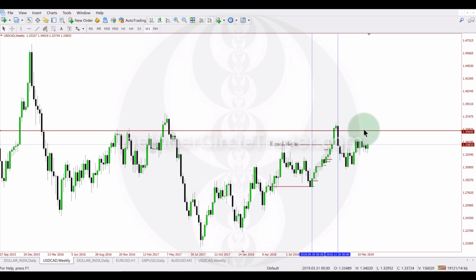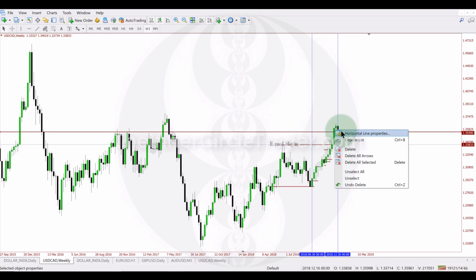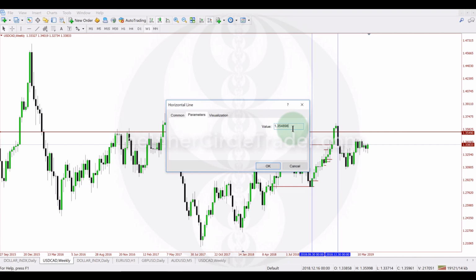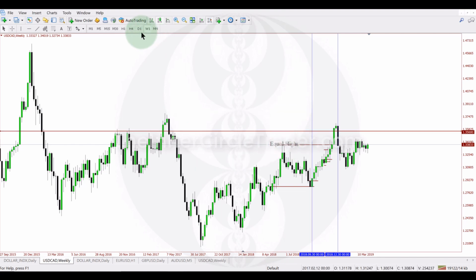looking for 135.60, 135.65 in that area. Specifically, the candle's low is 135.63. We'll just round it to 60. 135.60. There we go. And now we can drop into a daily chart.